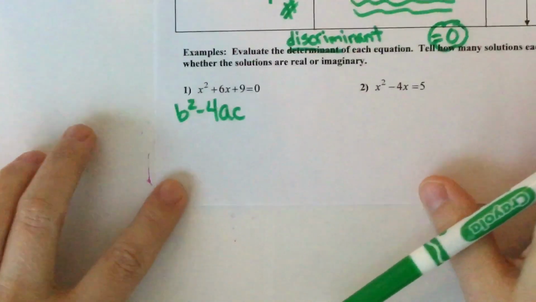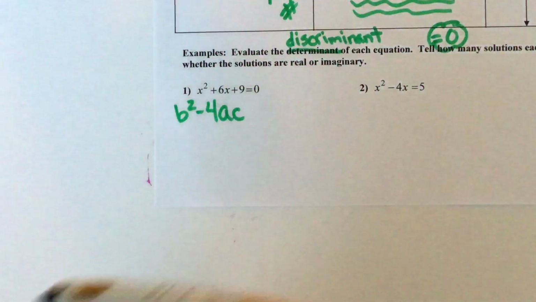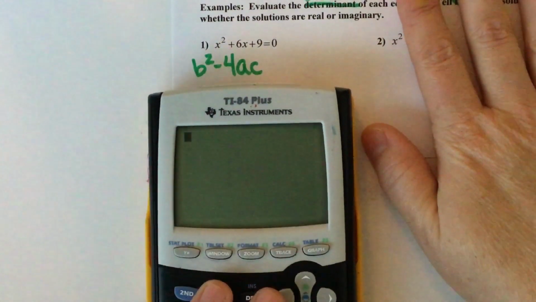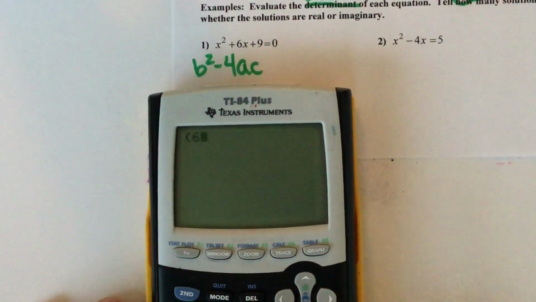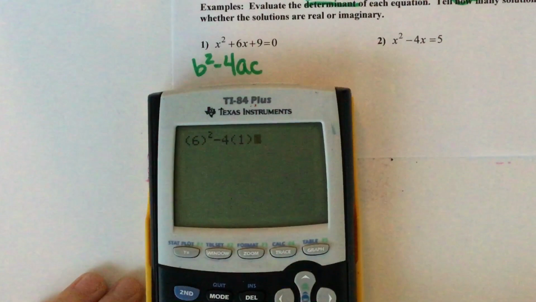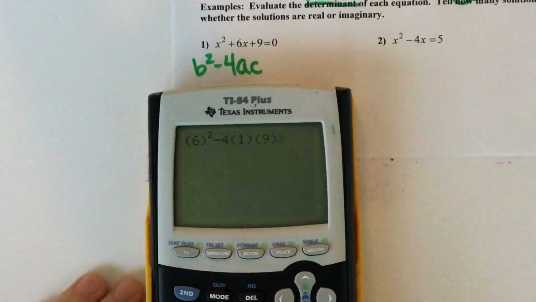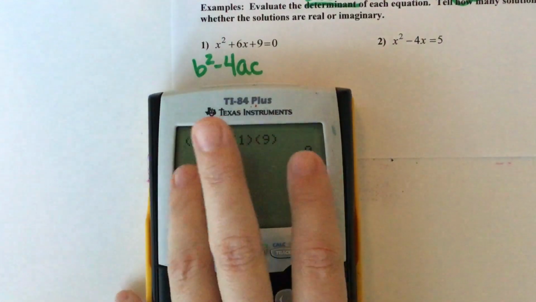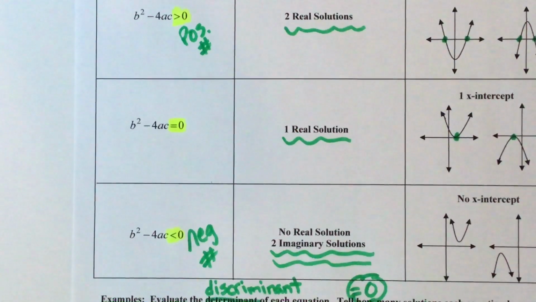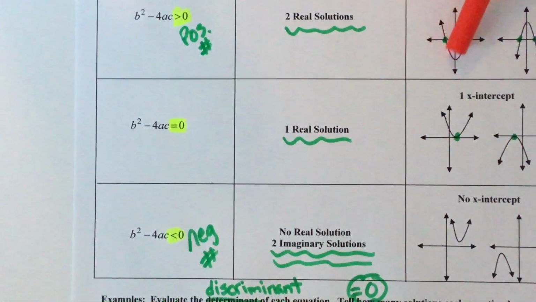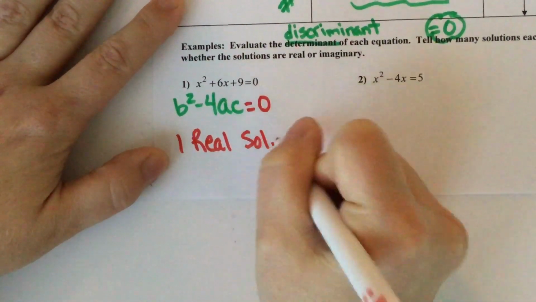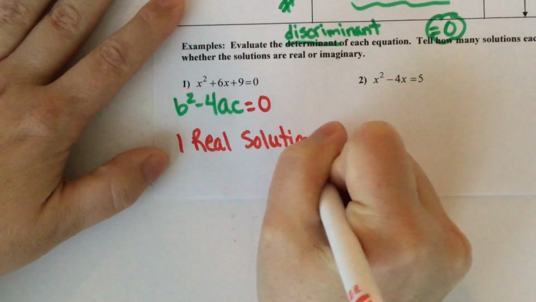Hopefully at this point we can do it with our calculator without writing anything down. Let's try. So b squared minus 4ac. Parentheses, who's the b? 6, close it, square it, minus 4, parentheses, who's the a? 1, close it, parentheses, who's the c? 9. So my discriminant is 0. When the discriminant is 0, then we know that there is one real solution. So we don't actually have to solve it. We just are trying to figure out how many solutions it would have, and it would have one real solution.